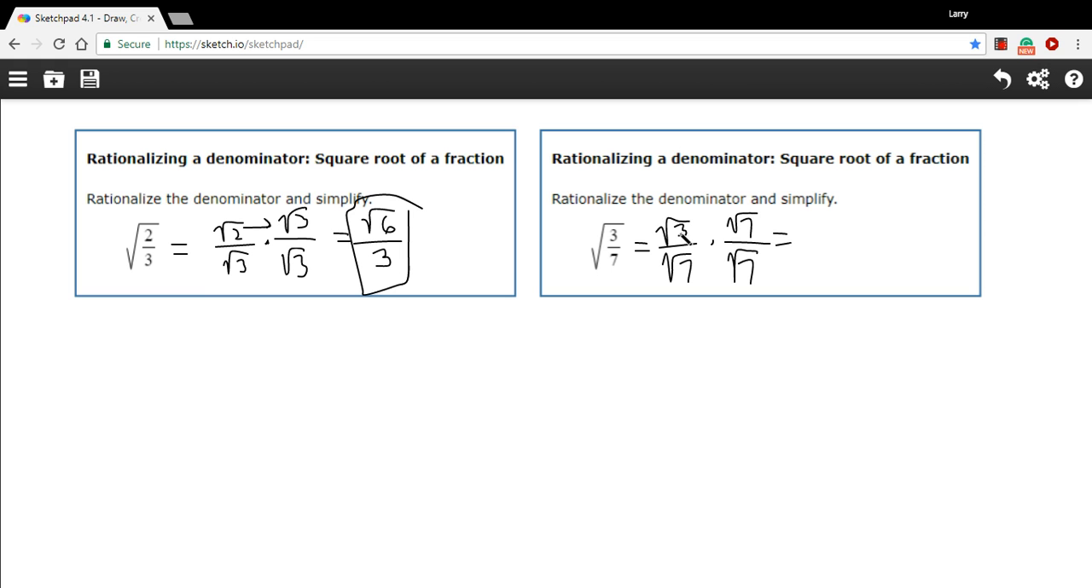When we do our multiplication, I have 3 times 7. So this will be the square root of 21 over square root of 7 times square root of 7 is square root of 7 squared, or just 7. So that is how to rationalize the denominator when you have the square root of a fraction.